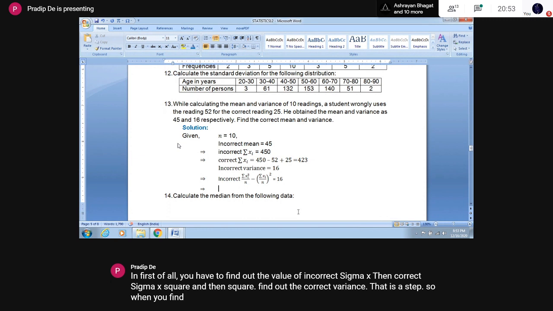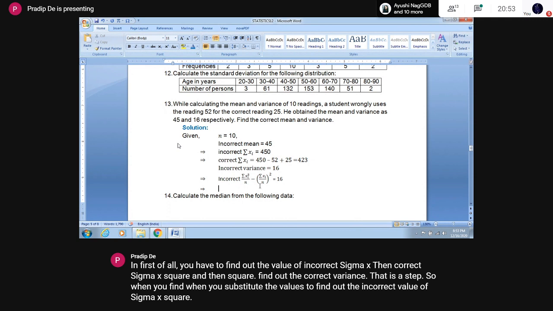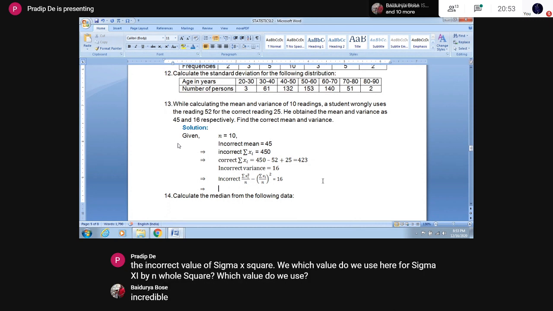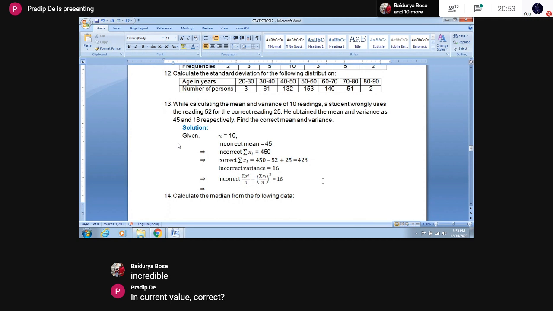So when you substitute the values to find out the incorrect value of sigma x square, which value do we use here for sigma xi by n whole square? Which value do we use? Incorrect value. Incorrect value, correct. That is correct. Incorrect value is correct.